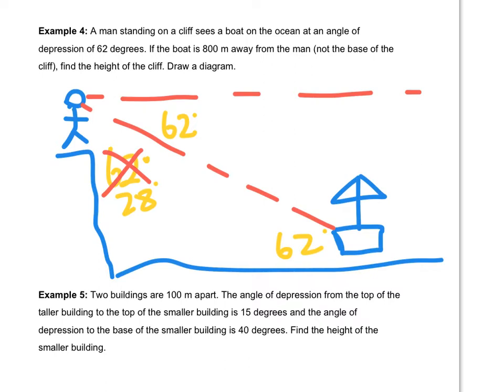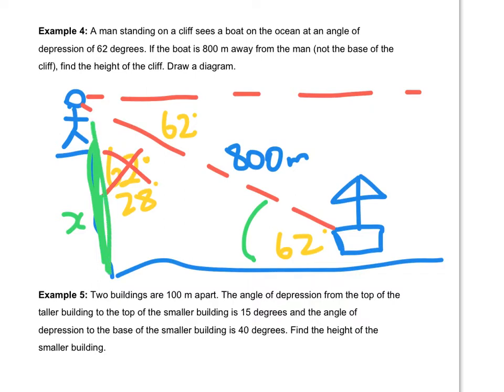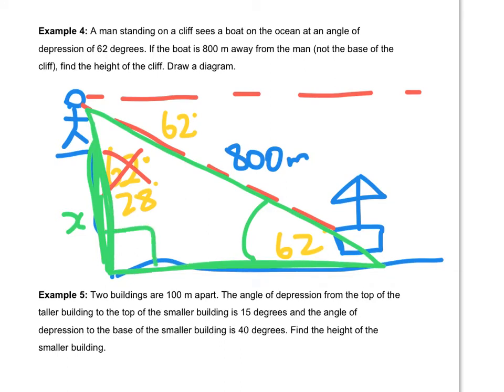Okay? So, we also know that the distance from the man down is 800 meters. And we want to find the height of the cliff, which I'm going to mark in green. I'm going to call it x. So, what you're dealing with now, I'll do it all in green just to make it stand out, is the triangle that you're dealing with. Is that there? There's your right angle, and you want to find the height of the cliff, which is this here. So you have a 62-degree angle, you have an 800-meter hypotenuse, and you have an x, which is the height of the cliff that you want to find. So you're looking at opposite over hypotenuse, sine ratio.